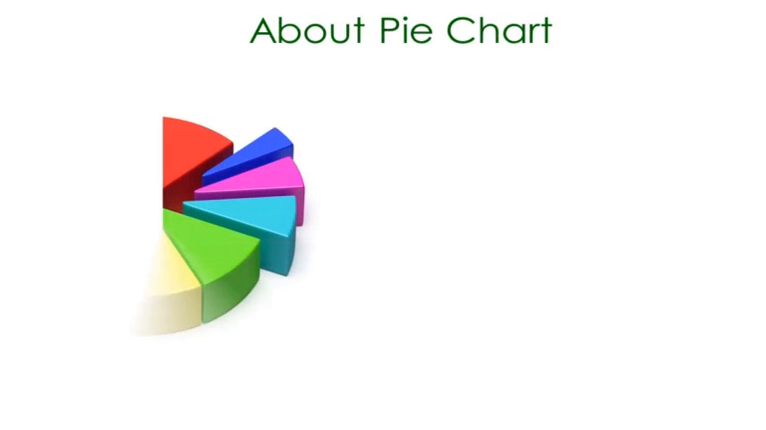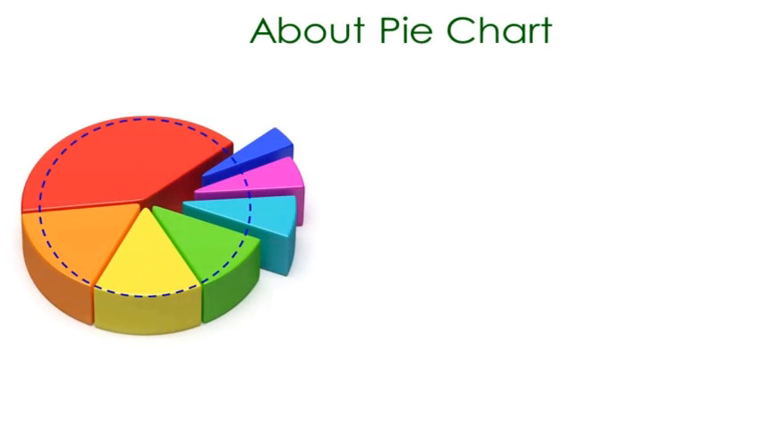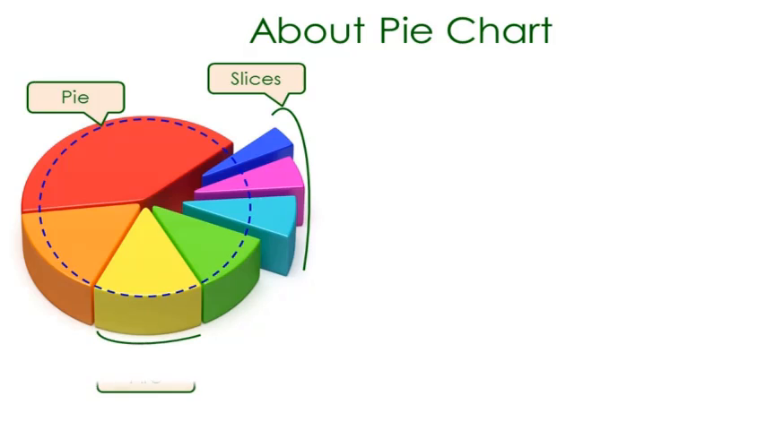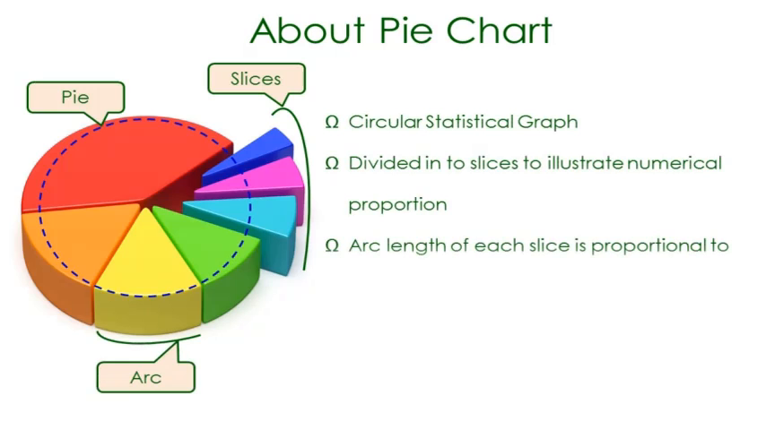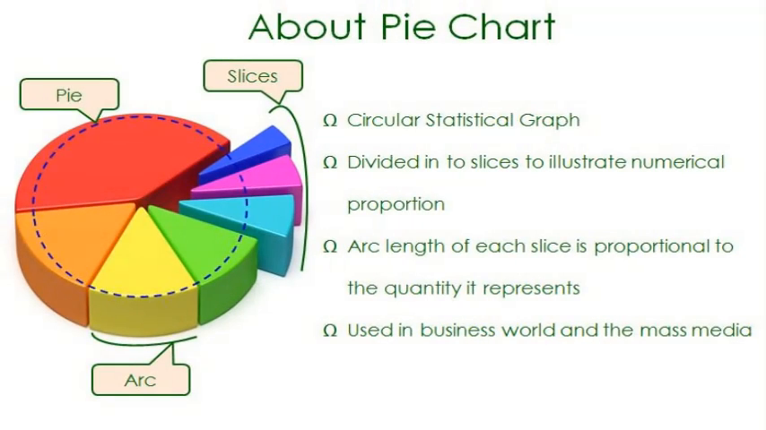Pie chart is named for its resemblance to a pie which has been sliced, and there are variations on the way it can be presented. A pie chart is a circular statistical graphic which is divided into slices to illustrate numerical proportion. In a pie chart, the arc length of each slice is proportional to the quantity it represents. Pie charts are widely used in the business world and the mass media.